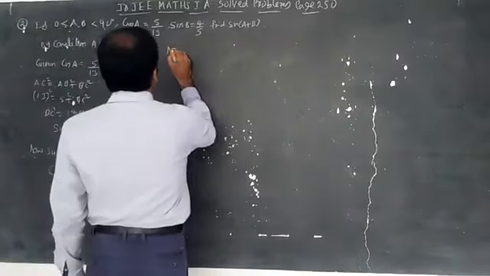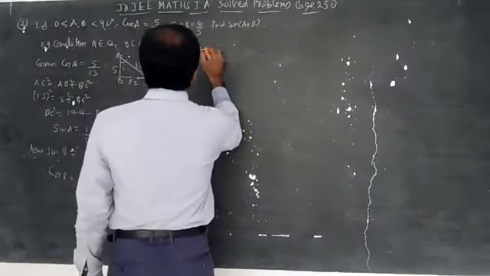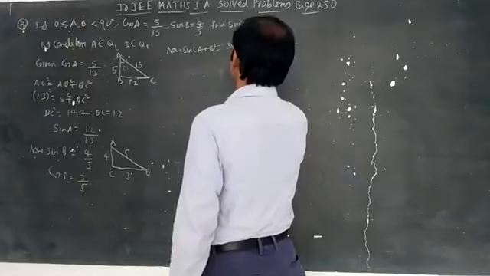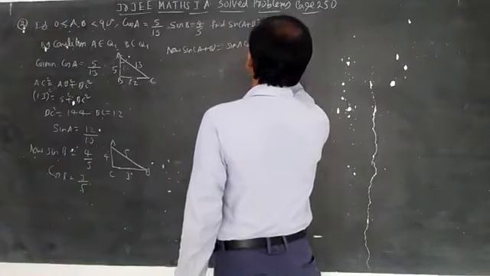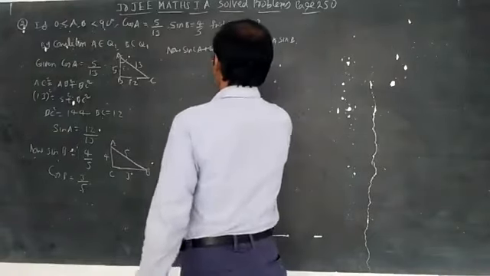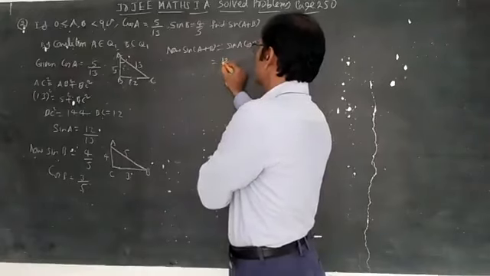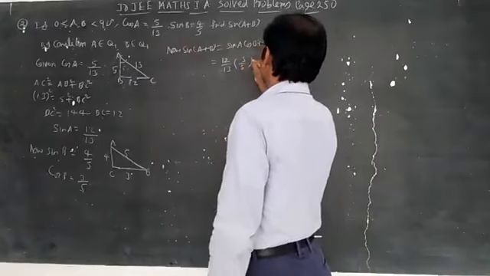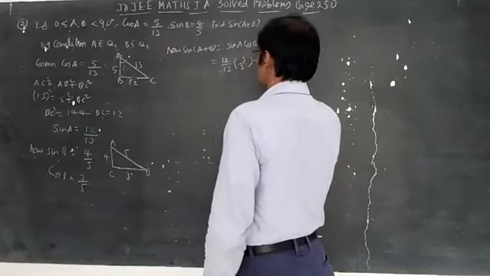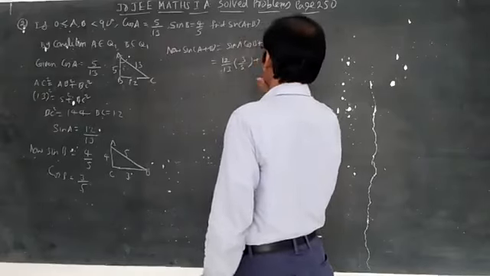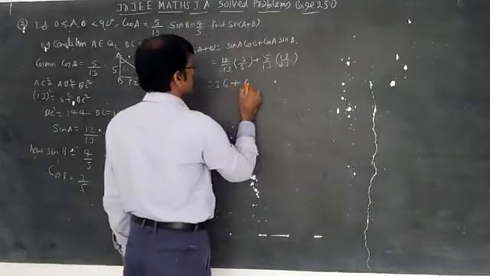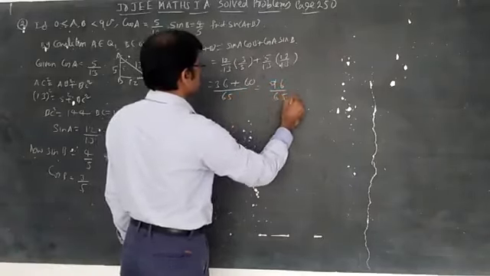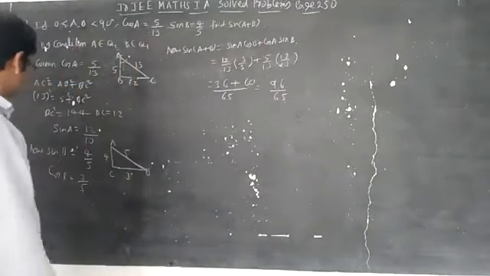Now we need to calculate sine of A plus B. Write the formula, compound angle: sine of A plus B is sine A cos B plus cos A sine B. Sine A value 12 by 13 into cos B value 3 by 5 plus cos A value 5 by 13 into sine B value 4 by 5. 12 3s of 36 plus 5 4s of 20, whole by 13 5s of 65.